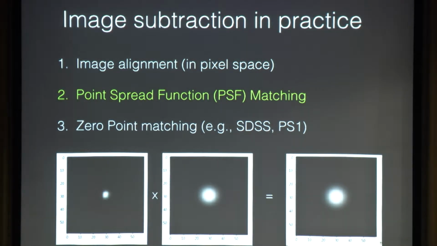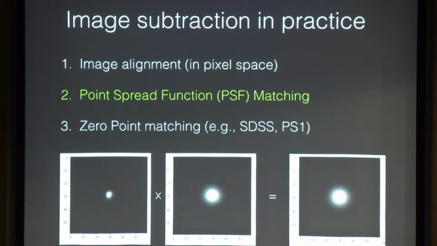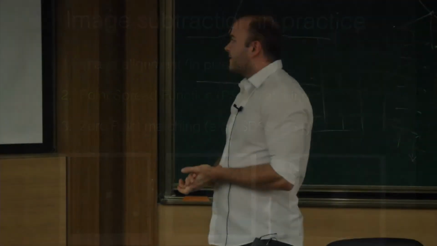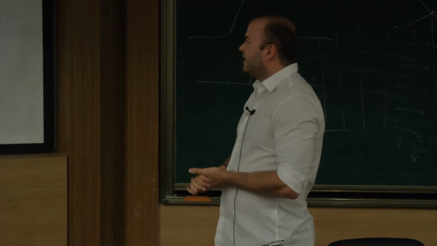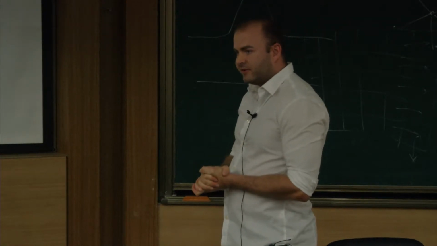Okay, so that's the image alignment. Next step, PSF matching. Okay, so here I'm showing just the small PSF, maybe that's in the reference, and a more smoothed one, maybe that's your science image, and you want to achieve actually the same one in both. So how can you do that? The simplest way to do it is actually very straightforward.